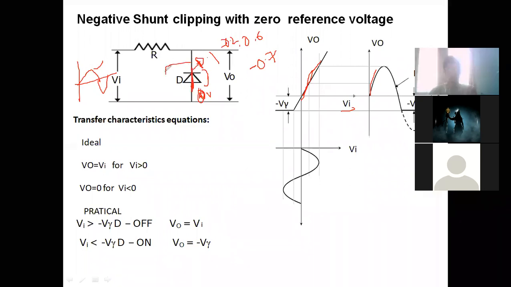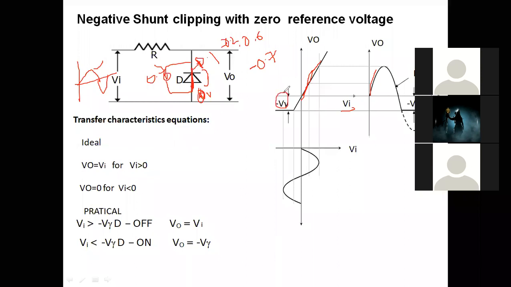If you connect a voltmeter here, in the on state you will observe 0.7 because of the cut-in voltage. You will obtain 0.7 here; that voltage will occur at the output terminal. When the diode is on, the output will be maintained constant at the cut-in voltage. From then onwards it will start increasing. But the positive side, I think you have understood.